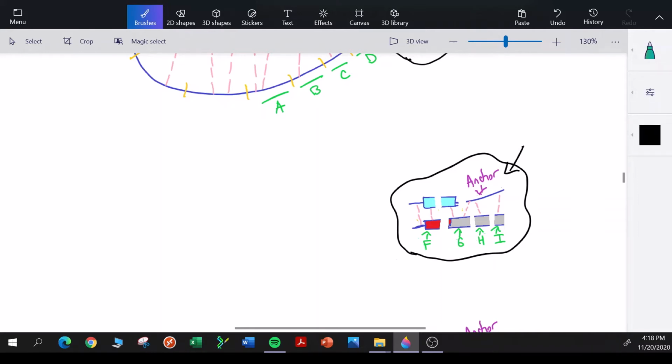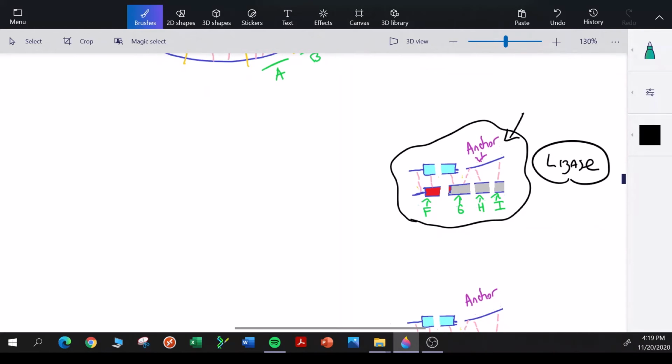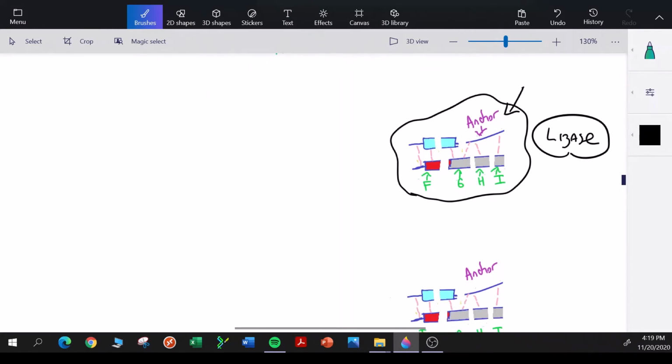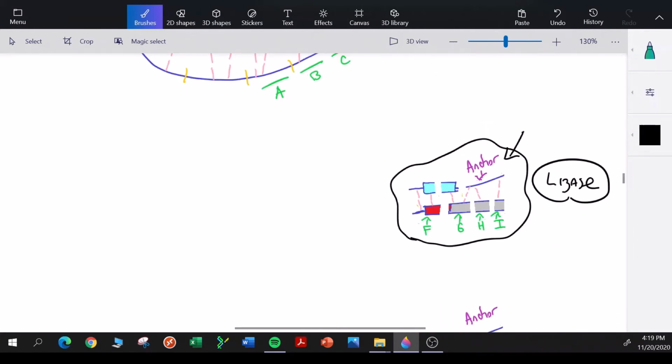Now, once we have our DNA, we add ligase. The ligase is going to join some of these ends together, right? The ends are all compatible because we digested the DNA with one restriction enzyme. That's going to leave sticky ends, and those sticky ends are compatible, so all these ends can be ligated together.